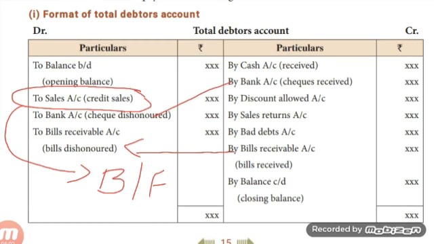Okay children, now we have entered all items in the debtors account. Then find the balancing figure by taking the difference between total credit and total debit. That balancing figure is the credit sales.